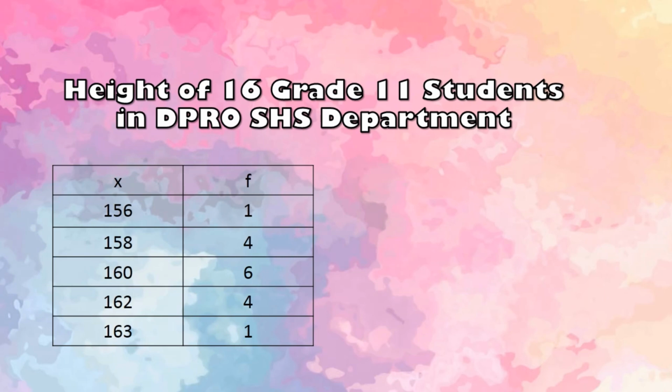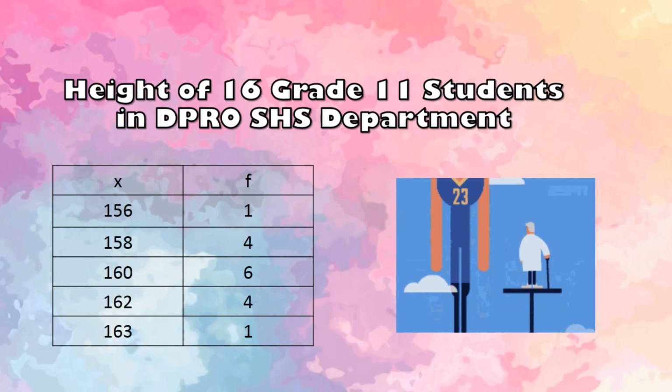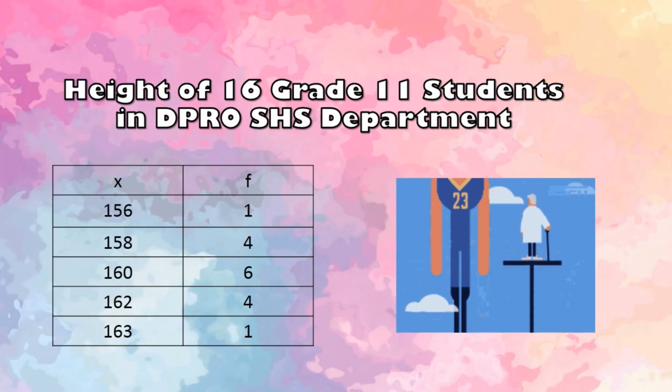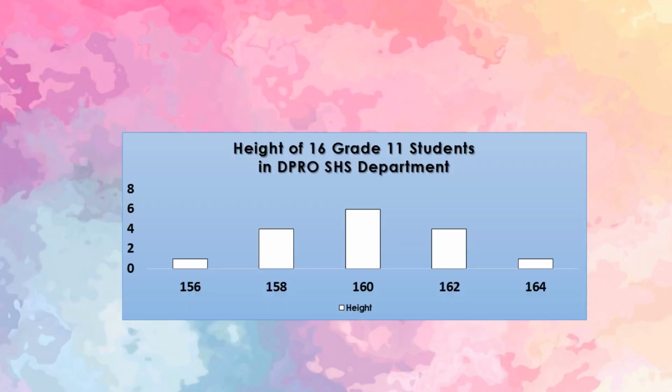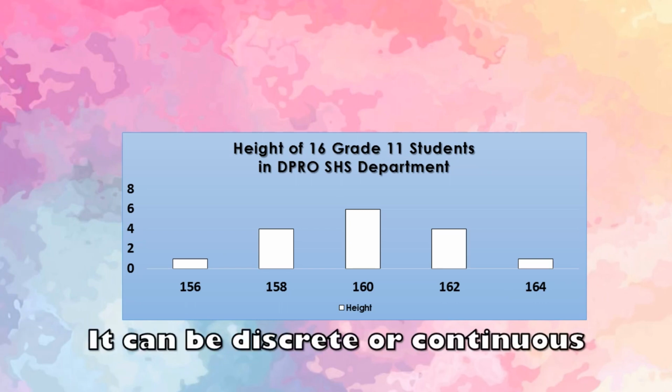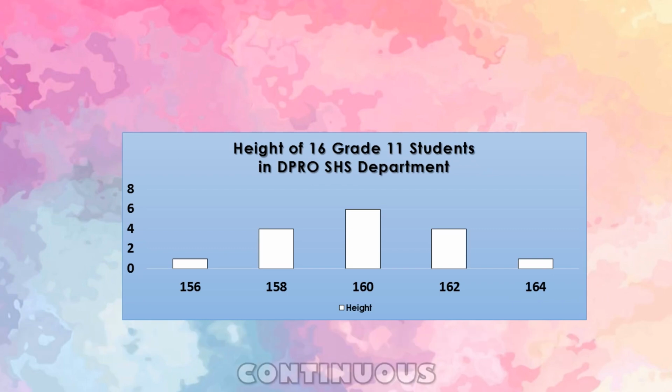Let's start with this given distribution. The distribution of height in centimeters of 16 grade 11 students in DPRO Senior High School Department. Construct a histogram for the random variable. Can you still recall classification of random variables? It can be discrete or continuous. What kind of random variable is the height? It is continuous because it can be measured.